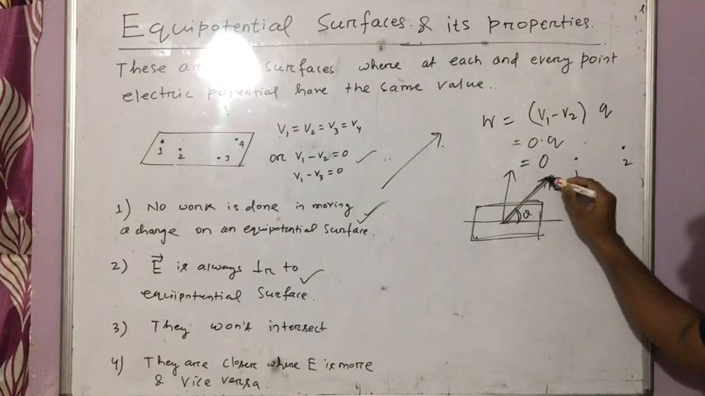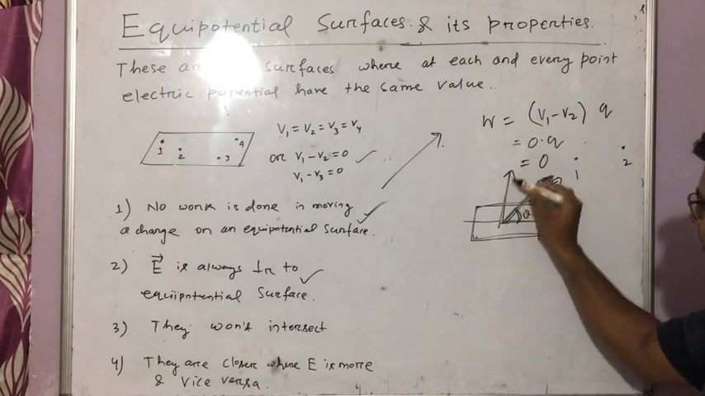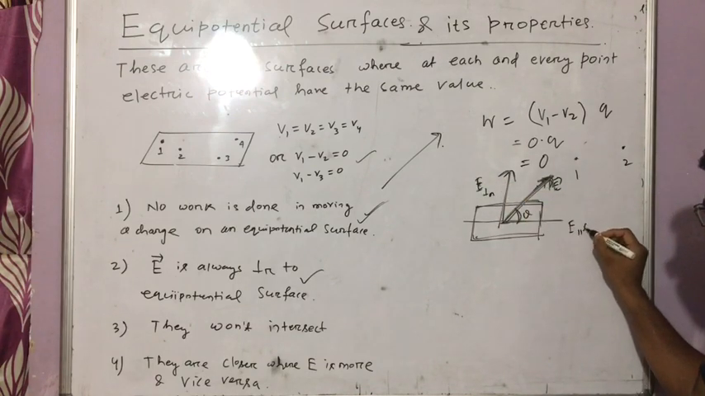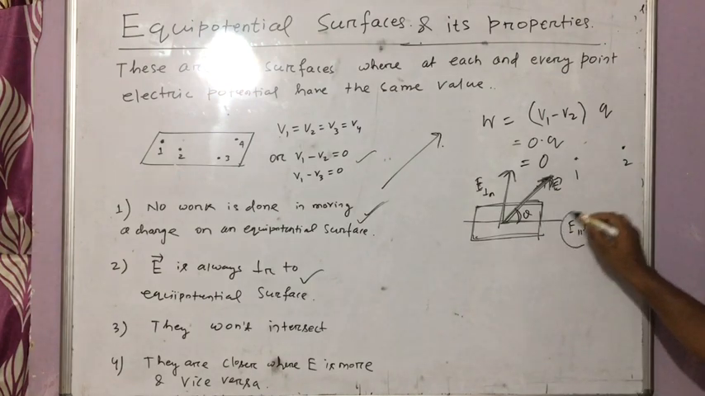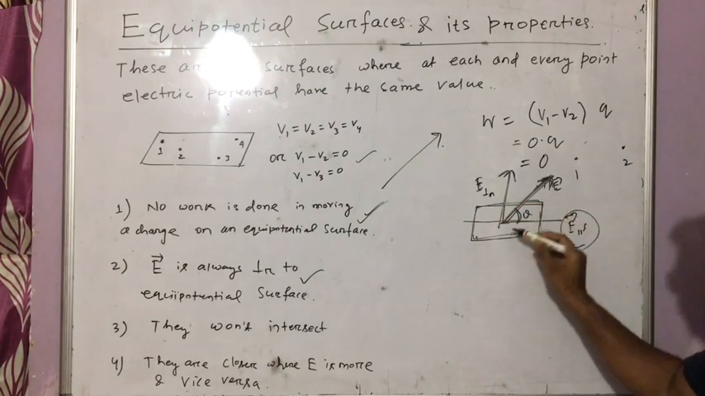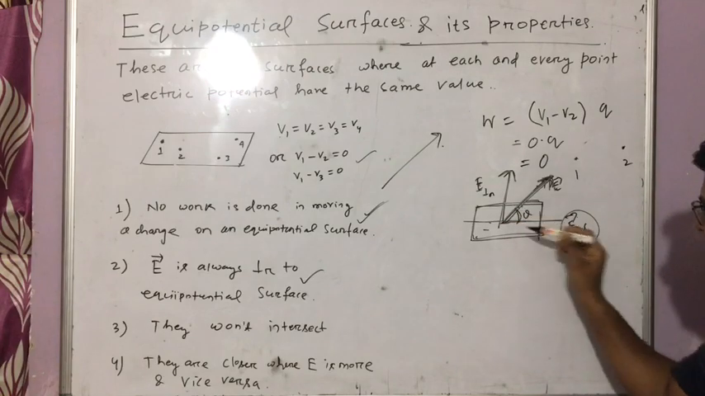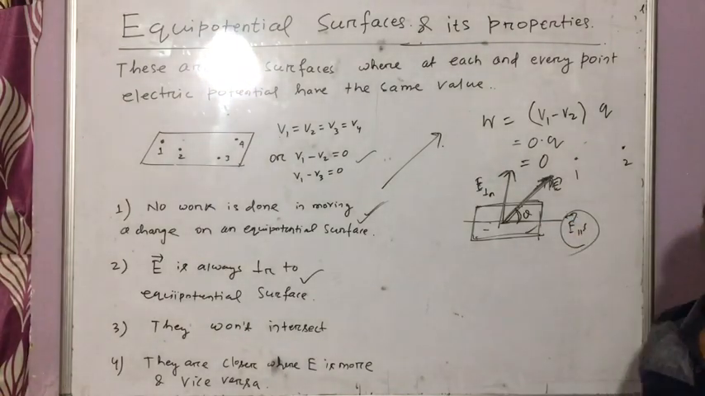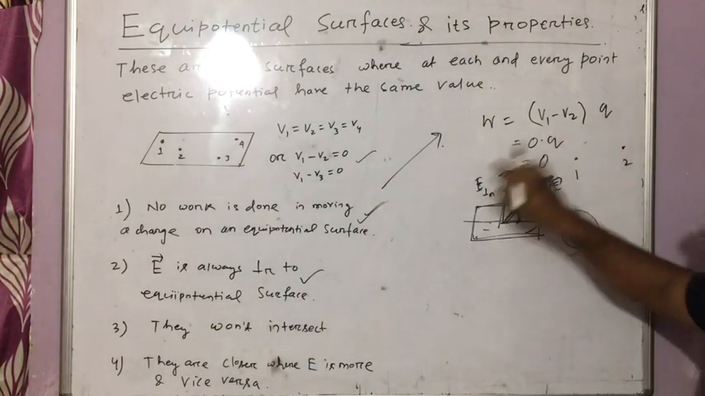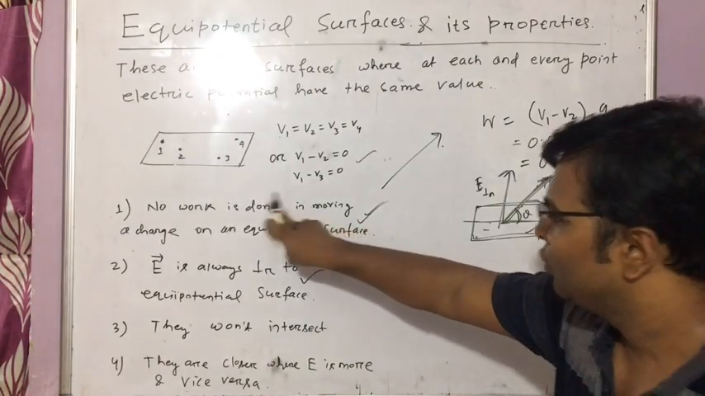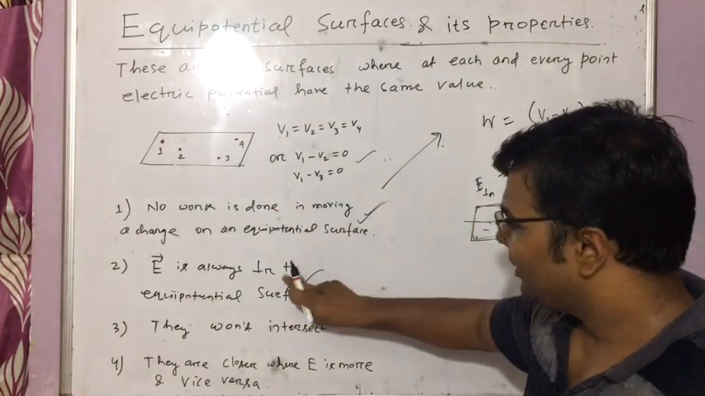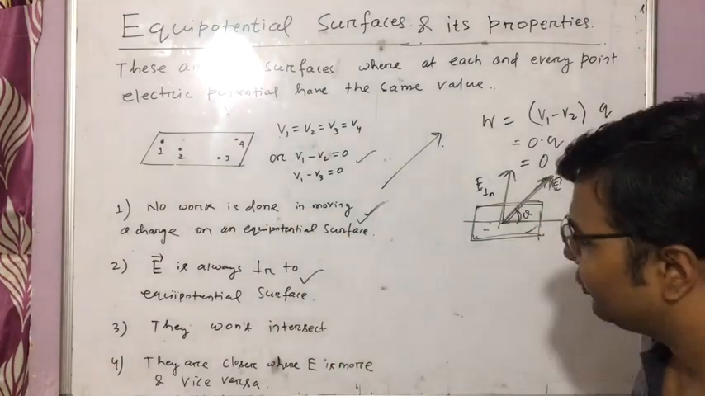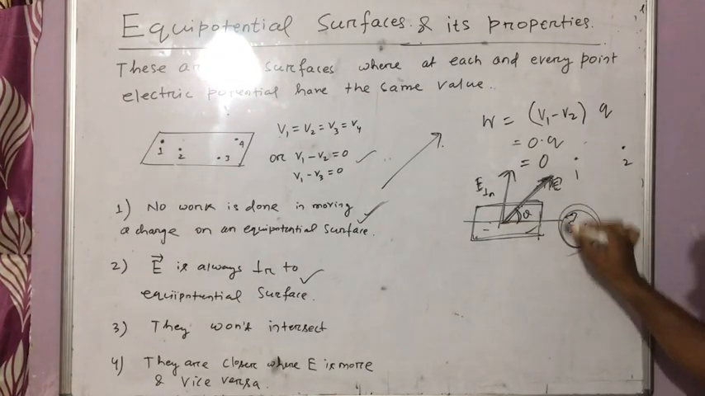Clear? So I can resolve this electric field into 2 components, one along the perpendicular and one parallel to the surface. Because of this parallel component of the field, if you move a charge between these 2 points, this component will exert a force. Force into displacement means some amount of work will be there. But just now, in the first point, no work is done in moving a charge. So if the electric field won't be perpendicular, then these 2 points would be contradictory. That's why there would not be any parallel component.